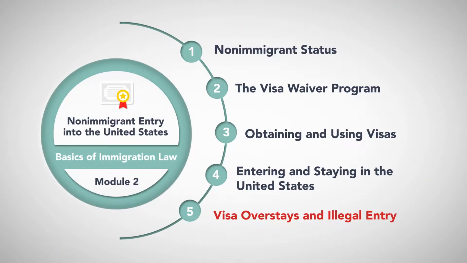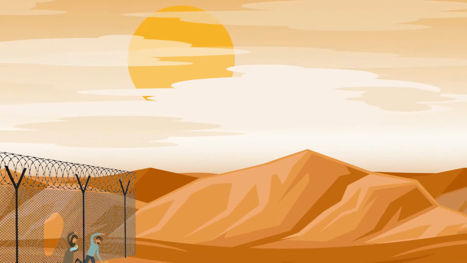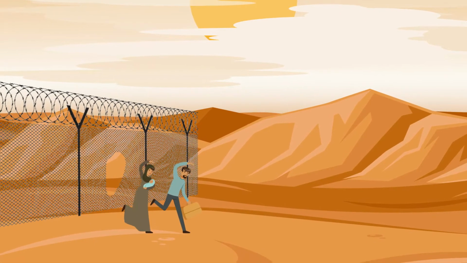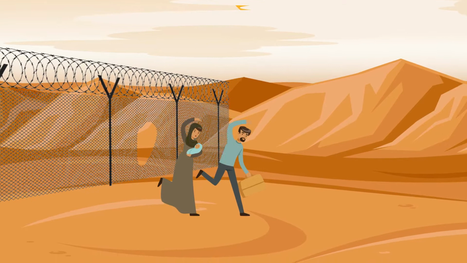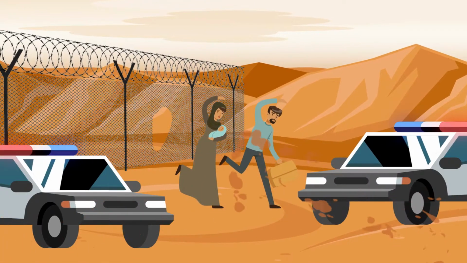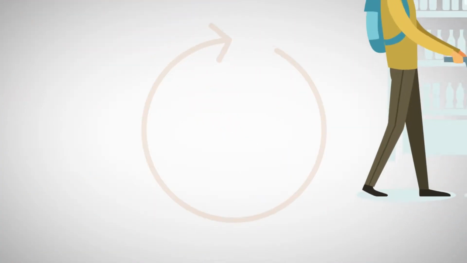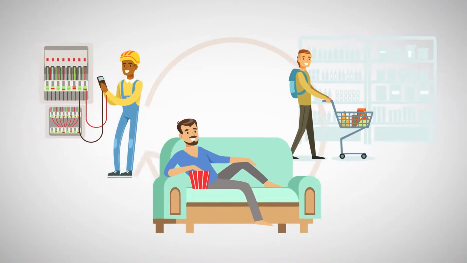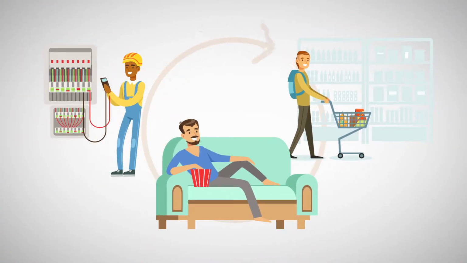Visa overstays and illegal entry. A common misperception about illegal migration into the United States is that it is largely the result of people crossing the border without inspection, particularly the southern border with Mexico. In fact, however, people who overstay their non-immigrant visas account for a significant number of those who are in the U.S. in violation of its immigration laws.